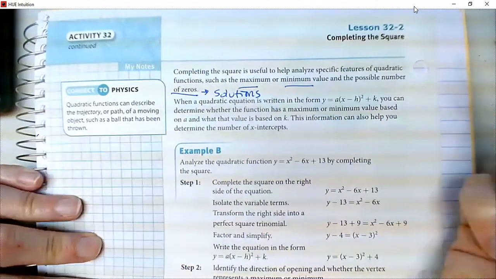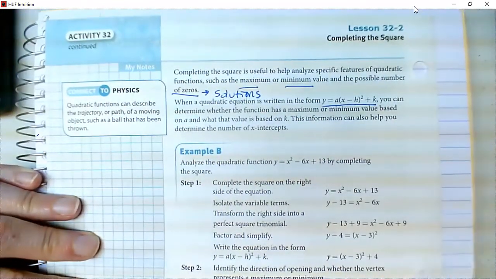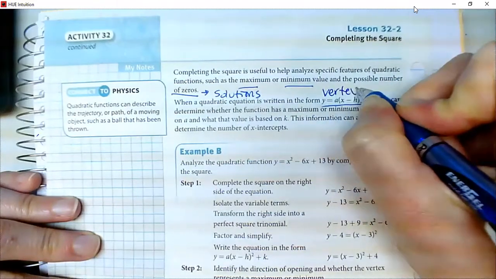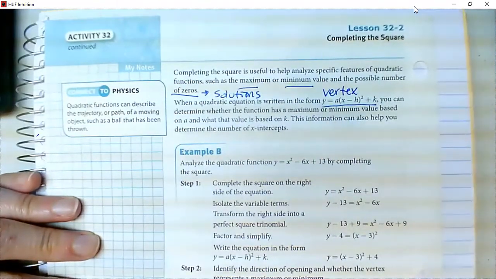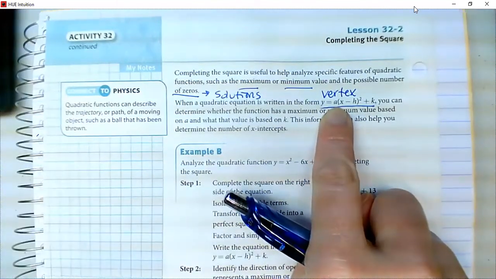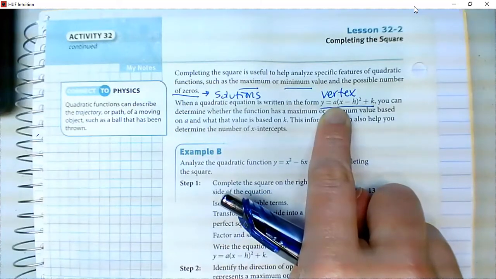First off, if you look at this form of the quadratic, we've seen that form before. It has a specific name. It's called vertex form. Okay, it's vertex form of a quadratic. And we've looked at vertex form of a quadratic before whenever we were doing transformations. Remember, we were talking about what A tells us. If A is positive, it opens up. If it's negative, it opens down.